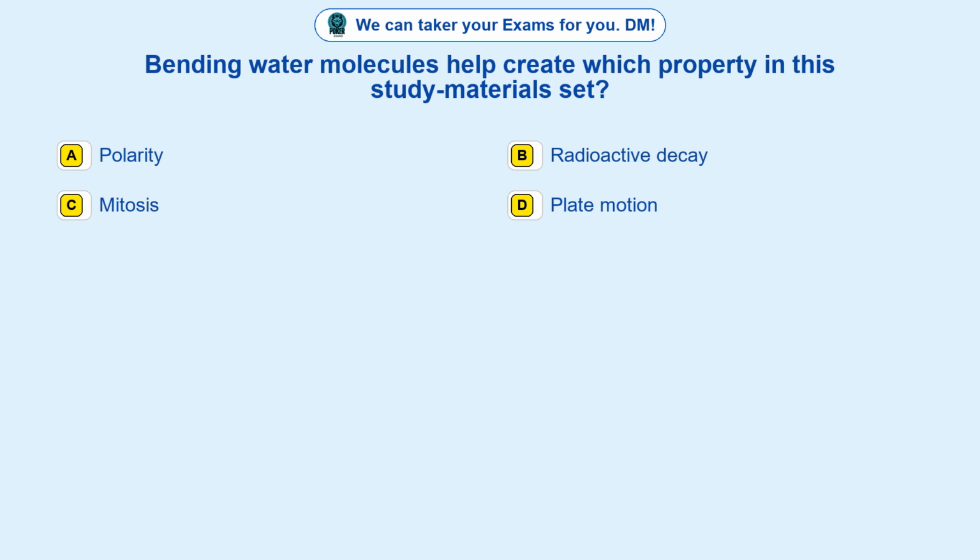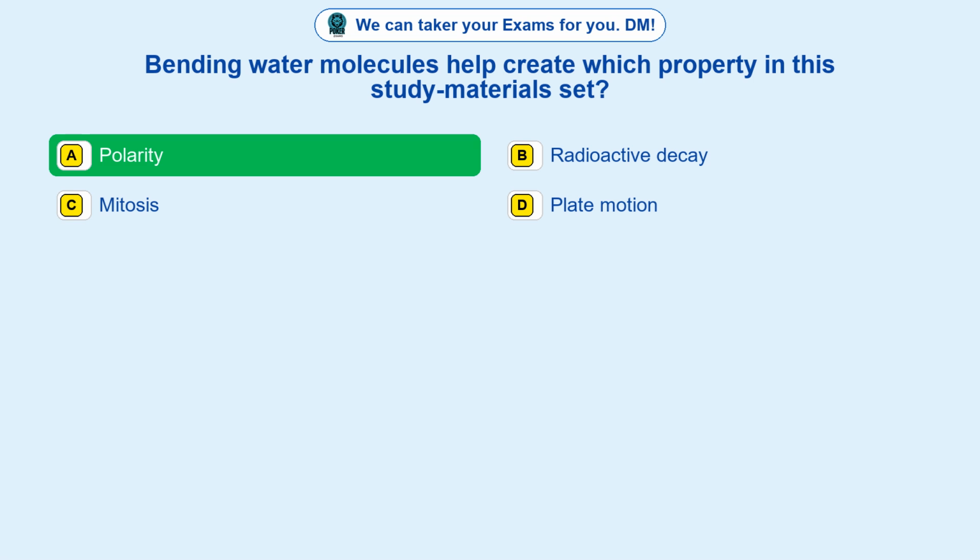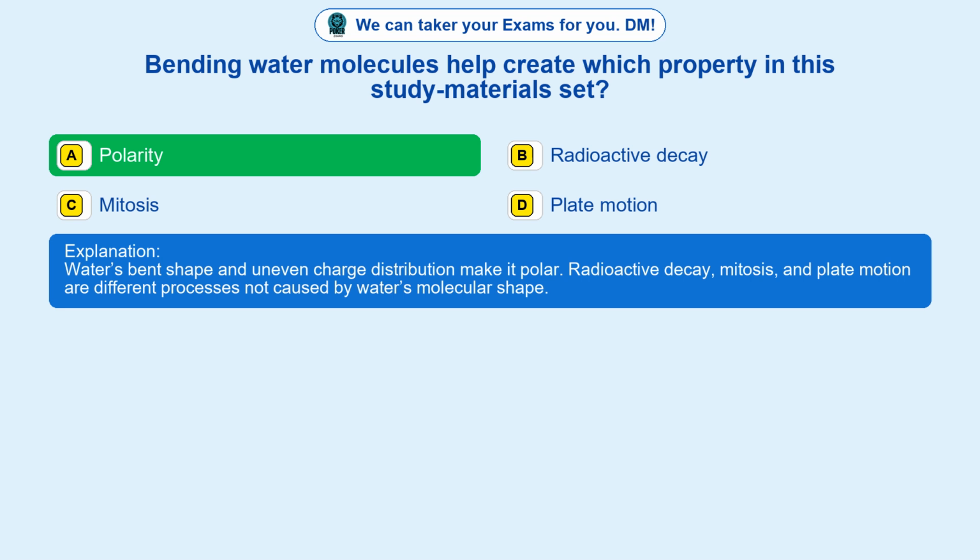Question 50. Bending water molecules help create which property in this study material set? Option A polarity. Option B radioactive decay. Option C mitosis. Option D plate motion. The correct answer is option A. Polarity. Water's bent shape and uneven charge distribution make it polar. Radioactive decay, mitosis, and plate motion are different processes not caused by water's molecular shape.